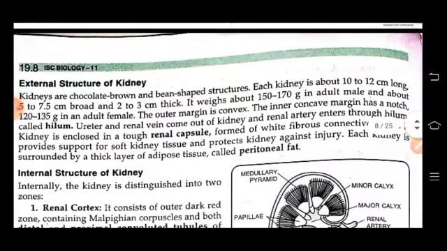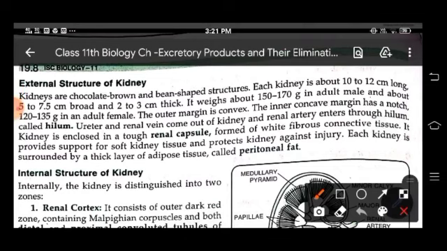Now if we look at the external structure of the kidney, kidneys are chocolate brown and bean shaped structures which are about 10 to 12 centimeter long, 5 to 7.5 centimeter broad and 2 to 3 centimeter thick. It weighs about 150 to 170 gram in adult male and about 120 to 155 gram in female.